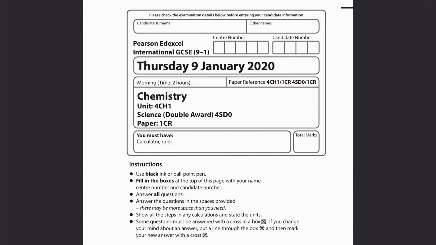This is the Edexcel IGCSE January 2020 chemistry paper. This is suitable for those taking both double and triple award.